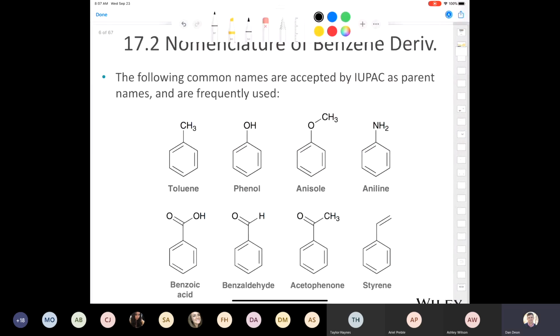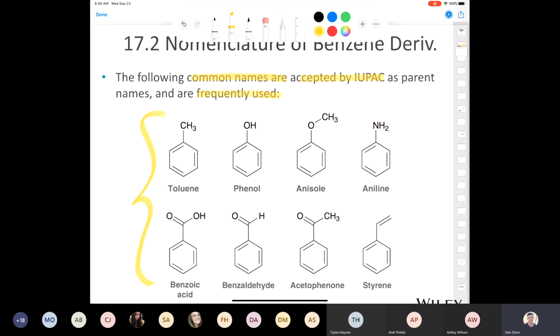And you are responsible for knowing all of the common names of all 8 of these aromatic compounds here. In fact, some of them you already know. And the reason you have to know these common names is because they are accepted by IUPAC, the International Union of Pure and Applied Chemistry. And in fact, they're also frequently used. So you are actually going to use these when you name some benzene derivatives. And let's go over these quickly.